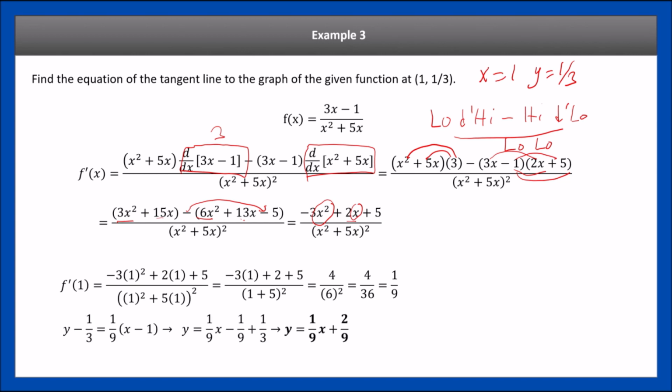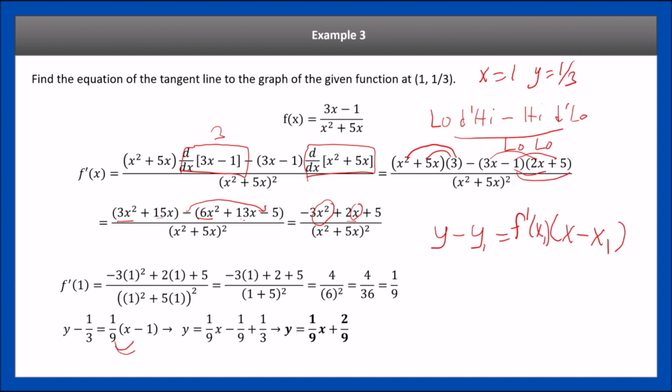And then remember the equation of a tangent line is y minus y1 equals slope times x minus x1. And we usually replace the slope with the derivative, because the derivative is the slope of the tangent line. So it's going to be the derivative at x1. Well, x1 is 1, so this is f prime of x1. And y1 is 1/3. So there's our tangent equation, the equation of the tangent line.